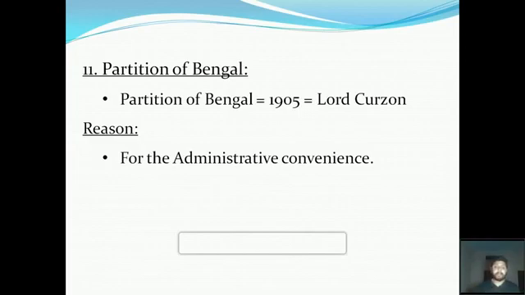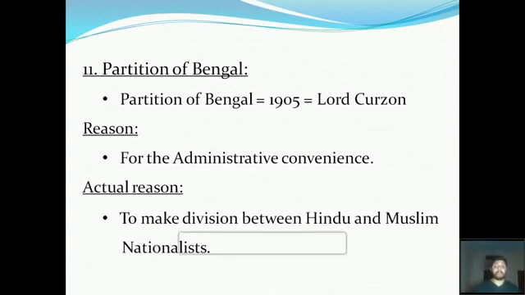The partition was said to be for administrative convenience, because Bengal was a very large province, very posh and very rich, because we have already seen that Bengal was very near to the coastal area, very near to the sea. As a result, business flourished everywhere in those regions. And even today we know how important Calcutta is in our country. So they said it was for administrative convenience, but actually that was not the real reason.